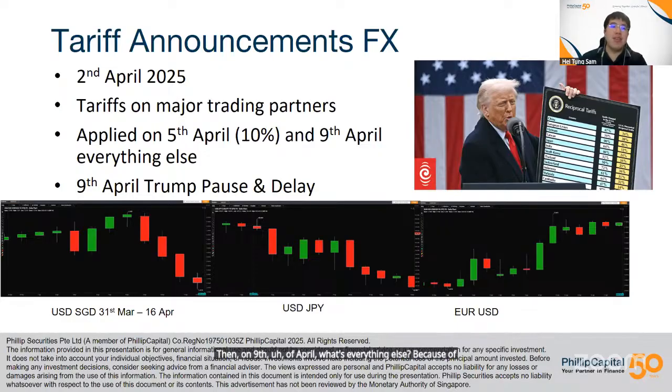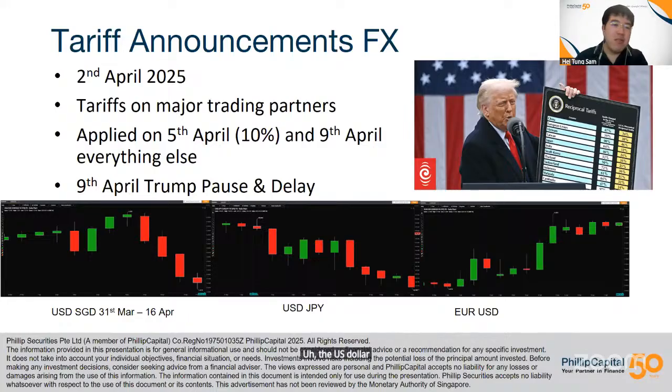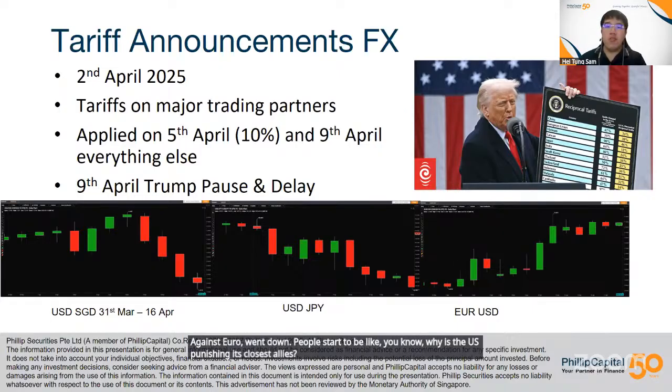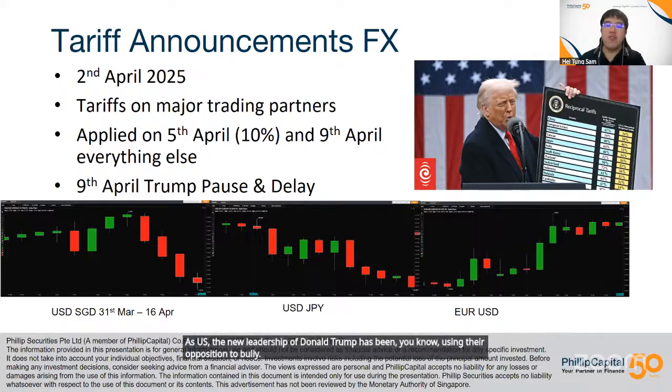Because of this, the markets went down. The US dollar against the yen and against the euro went down. People started to ask, why is the US punishing its closest allies? Because of this, people started to lose a bit of faith in the US dollar, as the new leadership of Donald Trump has been using its position to bully its trading partners.